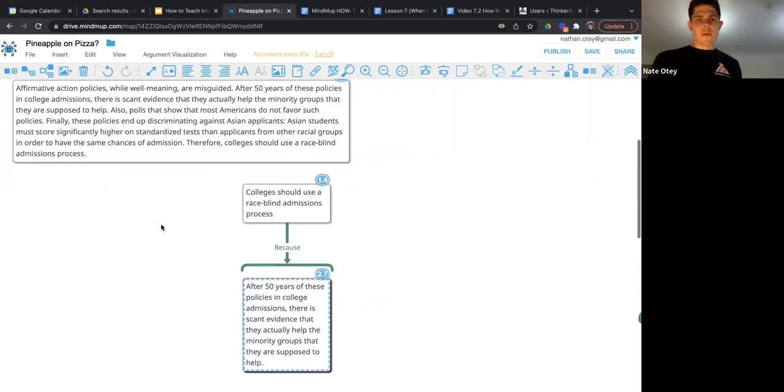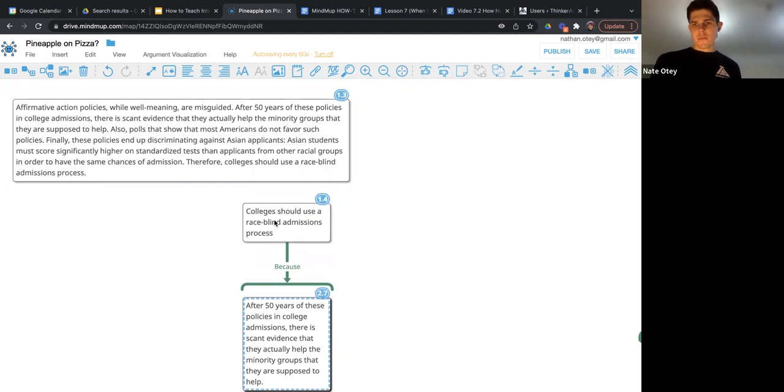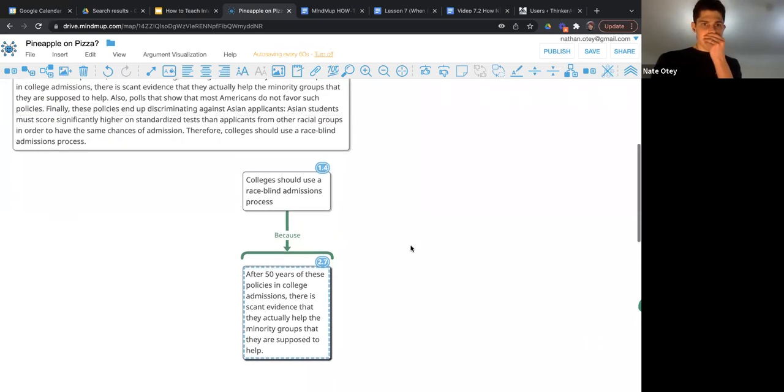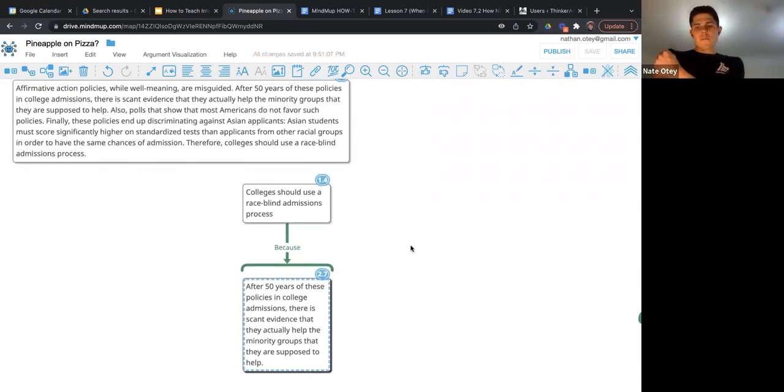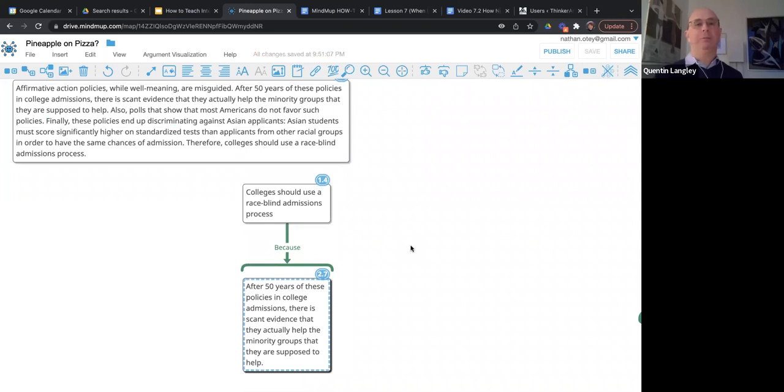Great. Anybody else? What's a different reason to believe, according to the author? Most Americans, according to polls, don't support the policies.